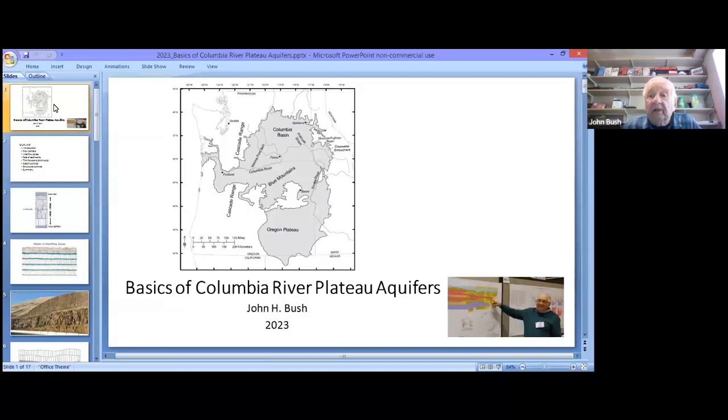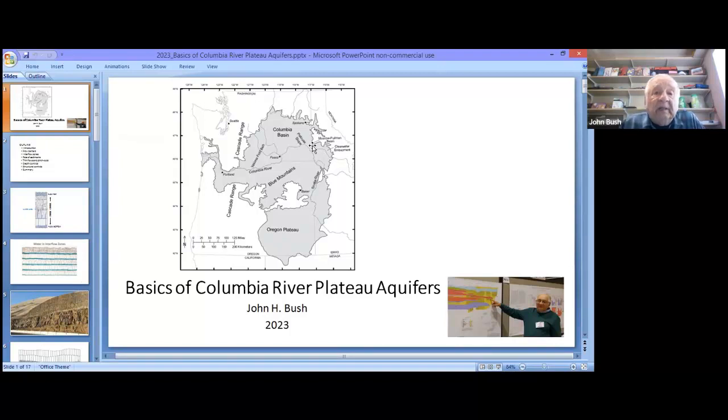And once again, this is the lecture on the basics of Columbia River Plateau aquifers. And let's just one more time look at our size of what we're talking about. Remember that we're over here on the east side of a very large area of the Columbia River Plateau, most of which was covered by basalts 16 million years ago.